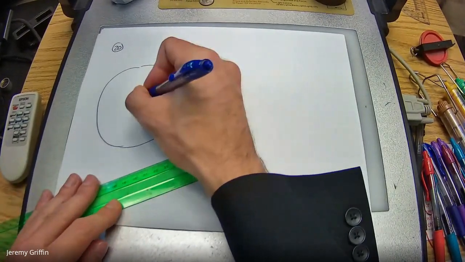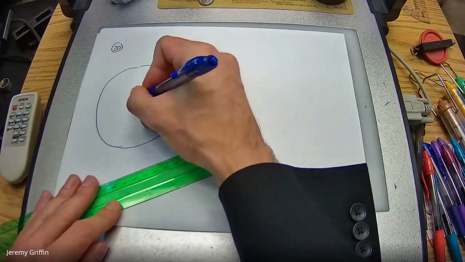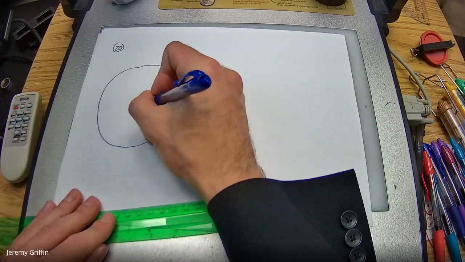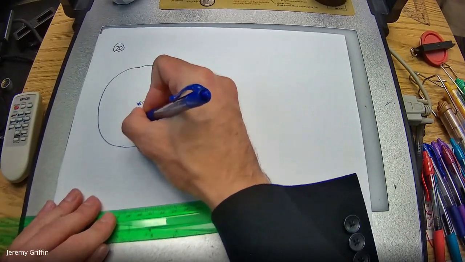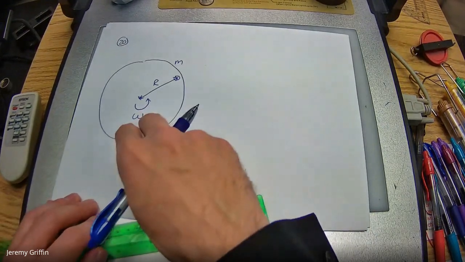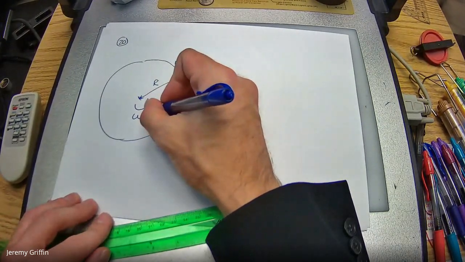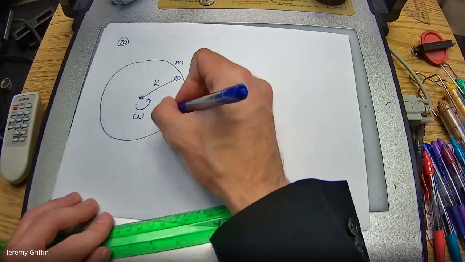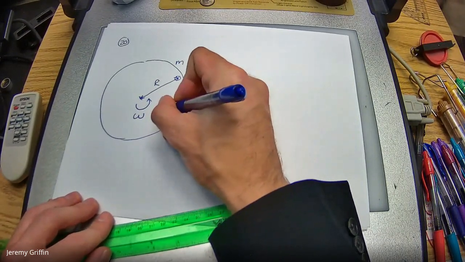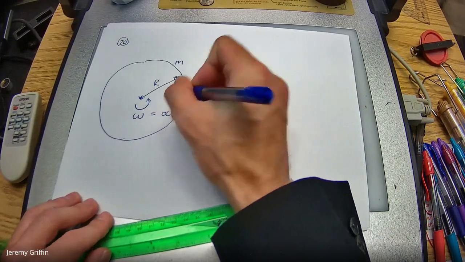There's some radial distance to the center, okay? And this thing's going to be spinning. Now I'll write omega for the spin rate. The thing is that omega is not constant. It's actually a function of time, right? So it's omega equals omega naught plus alpha t. And if it starts from rest, then doesn't it just boil down to alpha t?